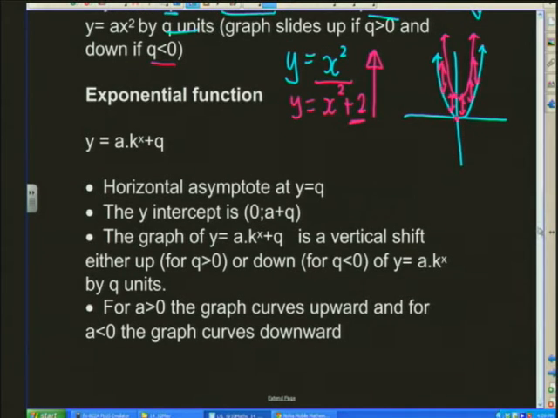All right. Now let's remind ourselves about the exponential function. The defining equation is y is equal to a times k to the power of x plus q. All right.